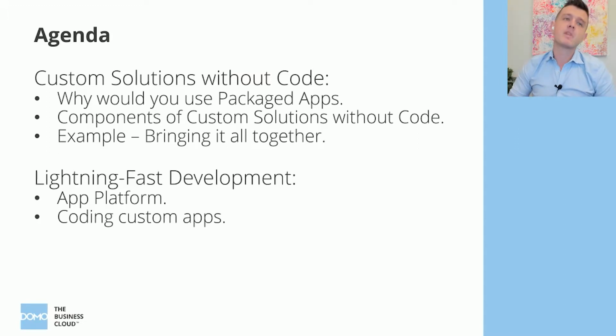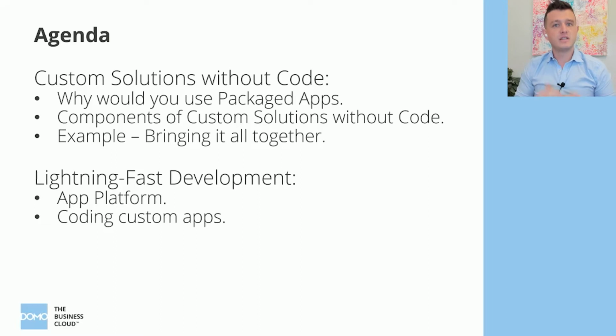any code. That's going to cover off why you would want to use our packaged apps to build these solutions, components that go into these custom solutions when you're not needing to do any code. And I'm going to run you through an example of how you can bring that all together as well. And then we're going to pivot over to lightning fast development using the Domo app platform and how you can code your own custom apps.